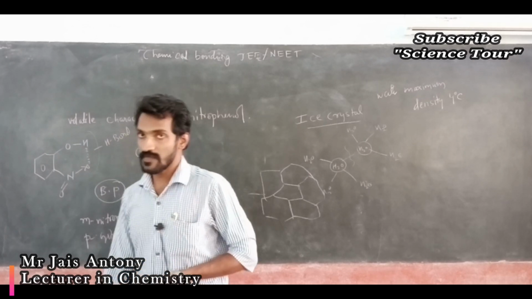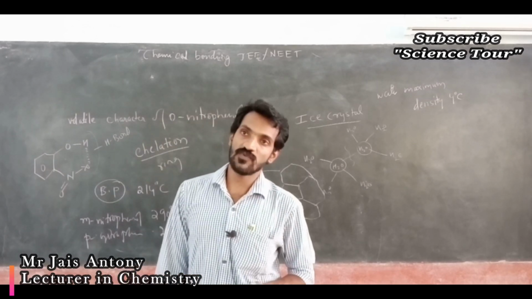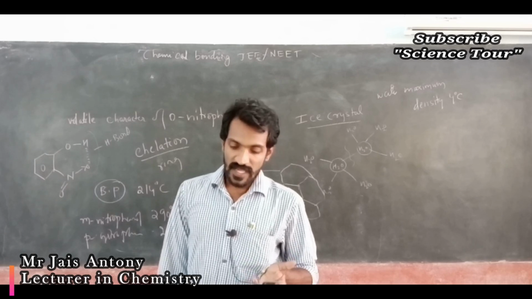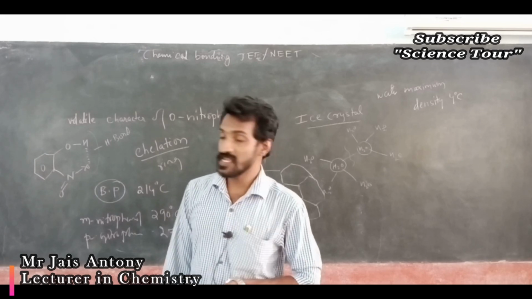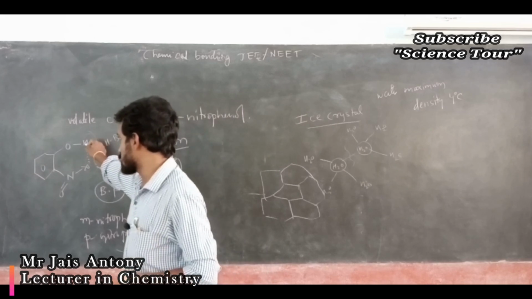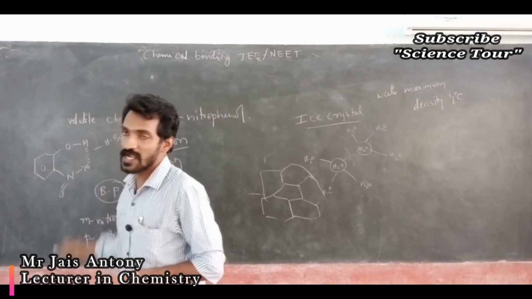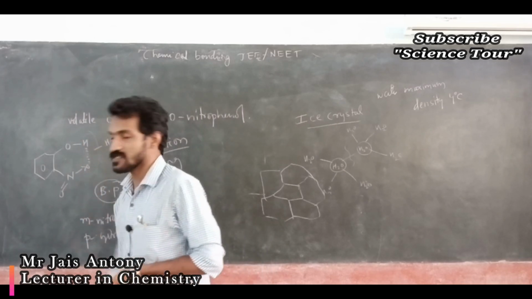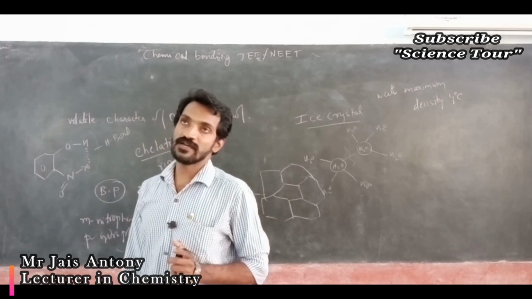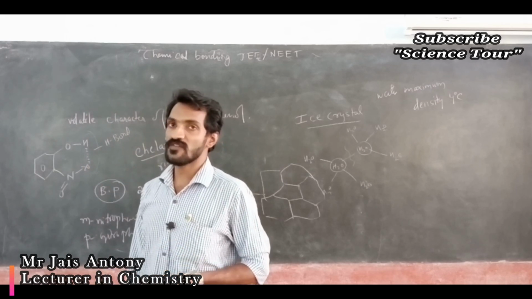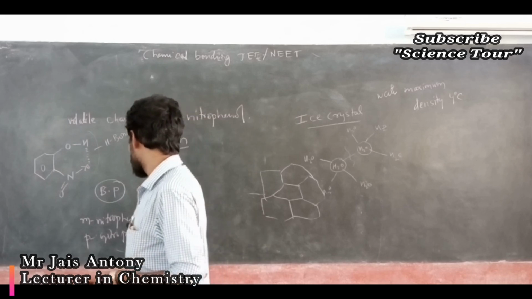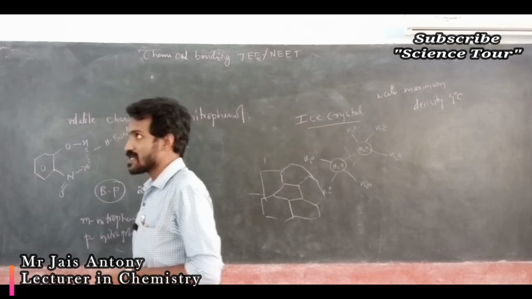Okay, remember orthonitrophenol is highly volatile because of chelation. Chelation means ring formation. Ring formation means it forms a hydrogen bond between hydrogen and oxygen. Understood? But para and meta do not form this chelation. So the boiling point is highest. They are less volatile compared to orthonitrophenol.